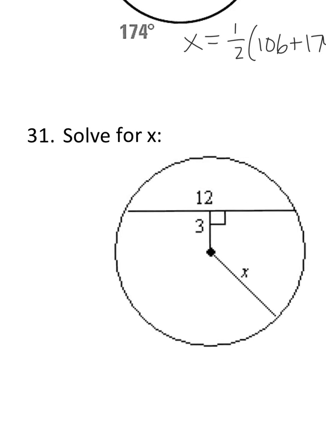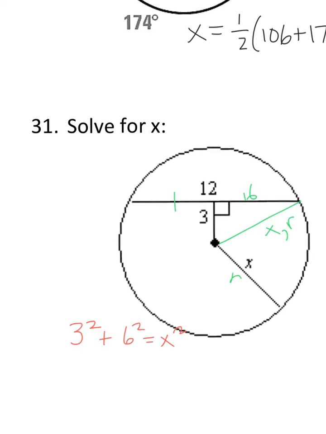And then 31. This is a radius, so I can swing the radius up here. And this distance would be 6 because this is bisecting. So then you're going to use 3 squared plus 6 squared equals x squared and solve for x.